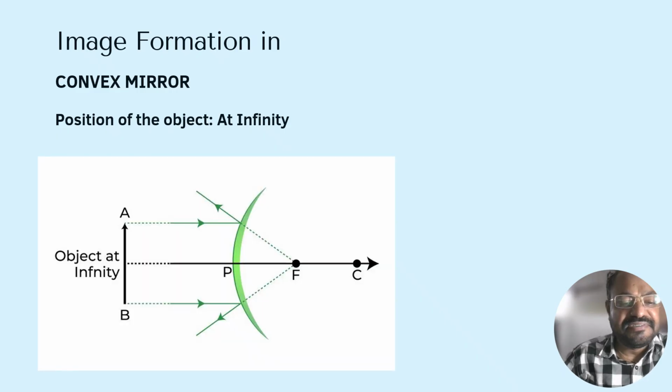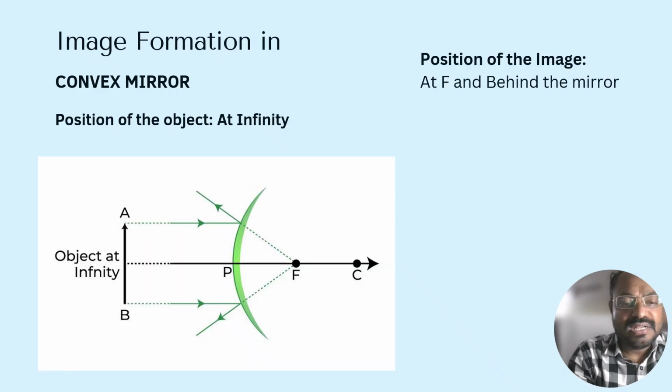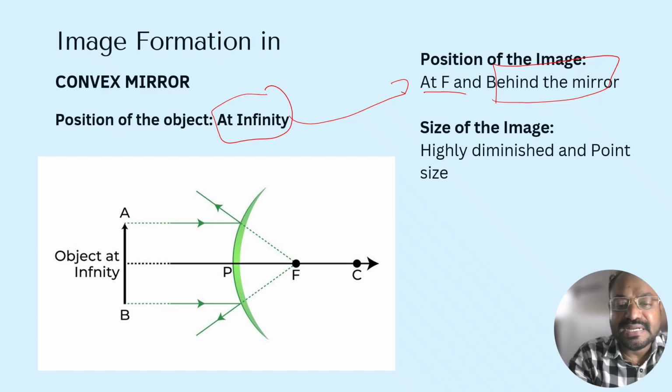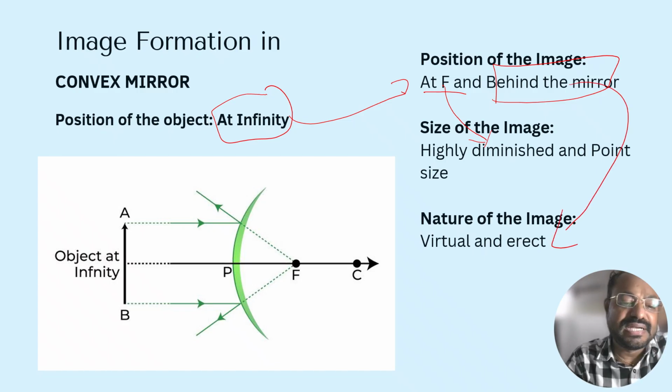Now let us see the image formation in a convex mirror. First, the object is kept at infinity. Where is the image going to be formed? The image is going to be formed at F, and also it is going to be behind the mirror. It is going to be highly diminished, and since it is behind the mirror, it is going to be a virtual and erect image.